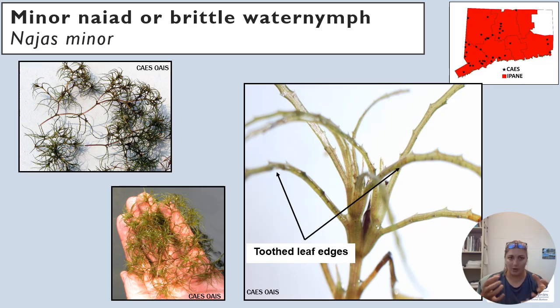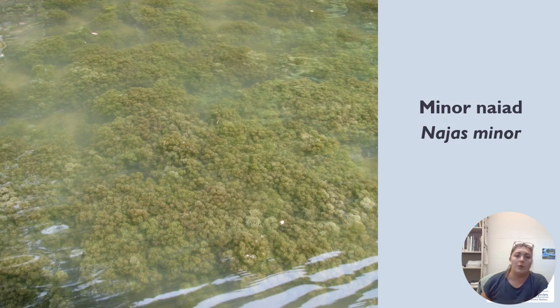So it's called brittle water nymph because it feels brittle when you have it in your hands. It's going to be crunchy. It's going to be rough compared to a lot of the other plants that we have in our lakes. You can see it here. This is shallow water, and it almost looks like plumes of sediment, but it really is just this bushy minor naiad. And some years we see a lot of it, and some years we don't.